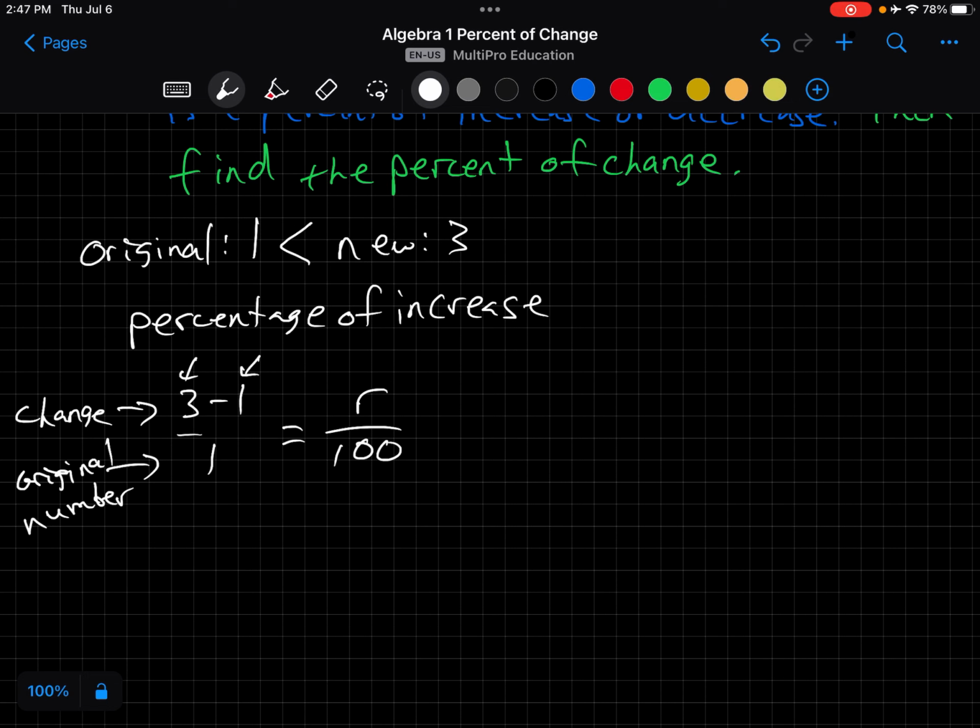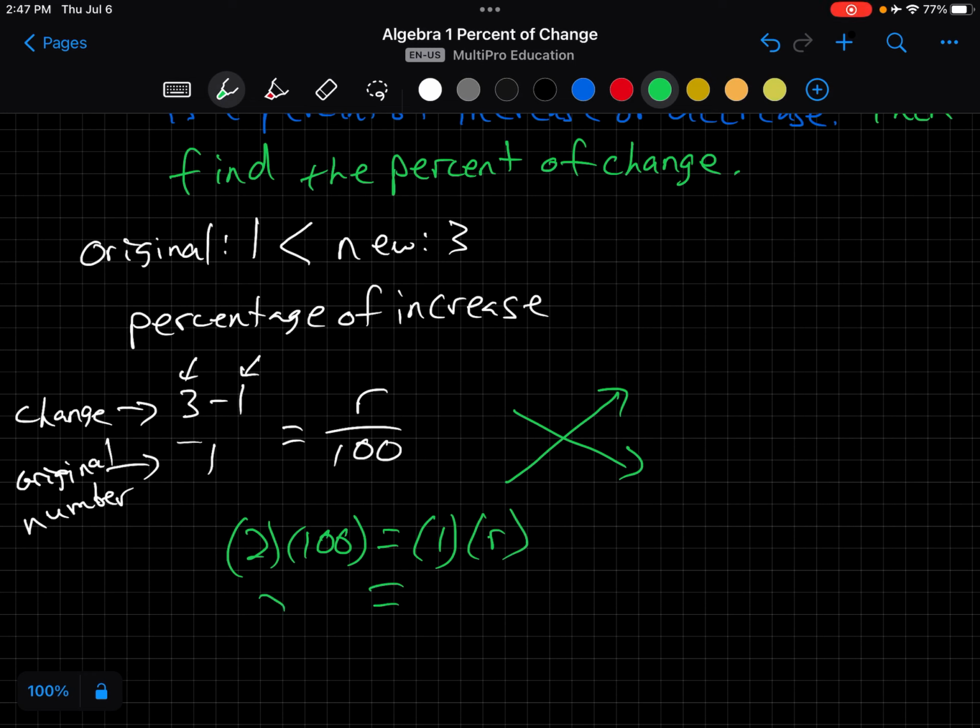So 3 minus 1 is 2, and now what we're going to do is the cross multiplication. Okay, so 2 times 100 is equal to 1 times R. Therefore 200 is equal to R. So therefore the percentage increase is 200%. So whatever R is, that is the amount in percentage it has changed. So that is the percent of change, 200%.